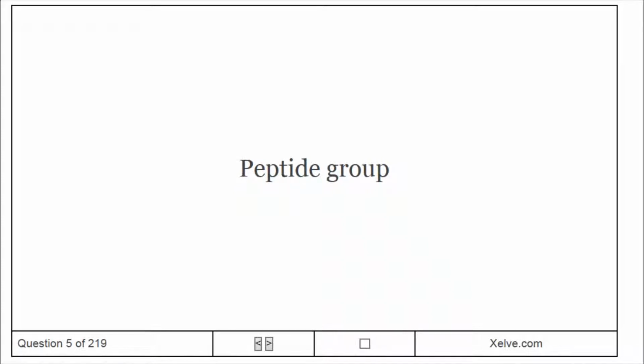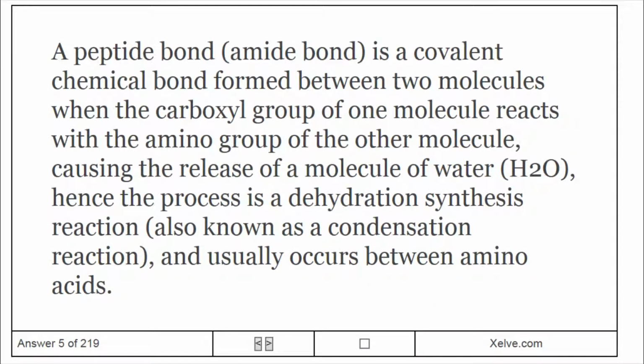Peptide group. A peptide bond is a covalent chemical bond formed between two molecules when the carboxyl group of one molecule reacts with the amino group of the other molecule, causing the release of a molecule of water. Hence the process is a dehydration synthesis reaction, and usually occurs between amino acids.